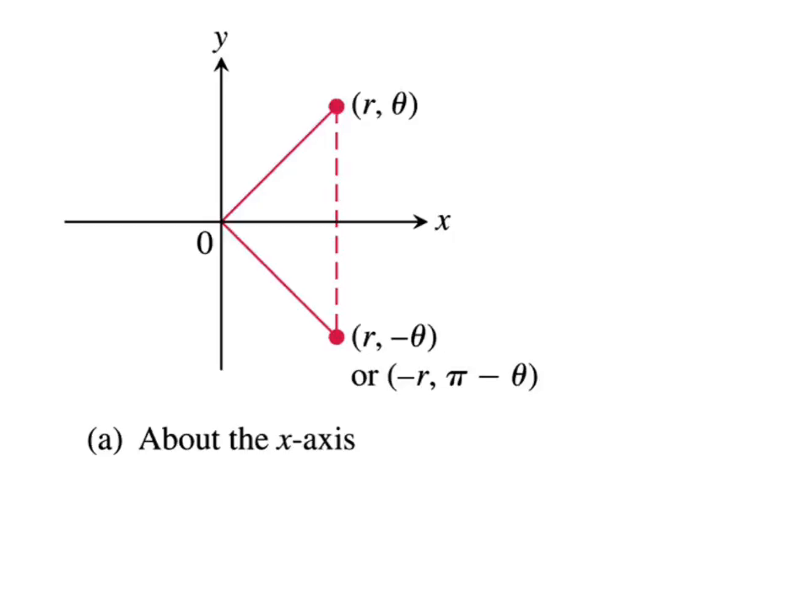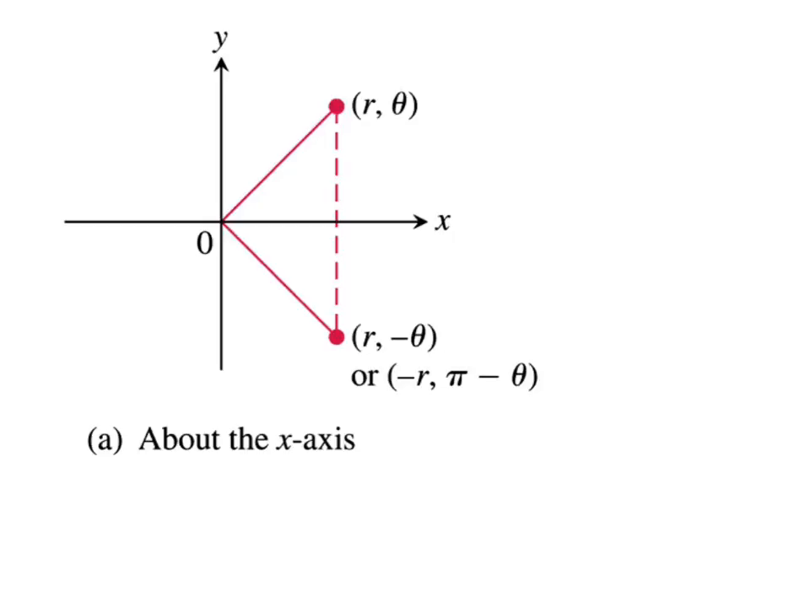A graph is symmetric about the x-axis if it is a mirror image of itself over the x-axis. So for example, if we have the point (r, θ) in quadrant 1, then we'd have to have the point (r, −θ) in quadrant 4. Or another way to list this is (−r, π − θ), which would also be in quadrant 4. So that's our visual test, whether or not the graph is a mirror image of itself over the x-axis.